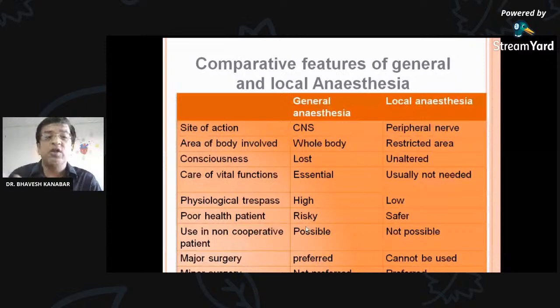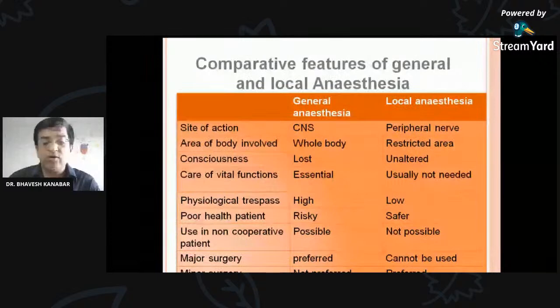Sedated. While in case of local anesthesia, it cannot be preferred for major surgery. It is used only for minor surgery. Only in minor surgery is local anesthesia preferred. So have a look at this difference between local anesthesia and general anesthesia for a while, and read the red box also.